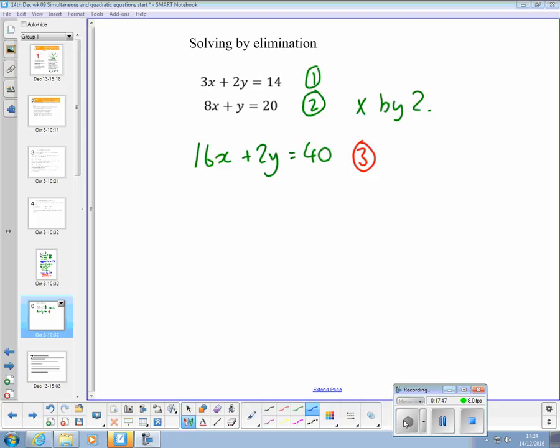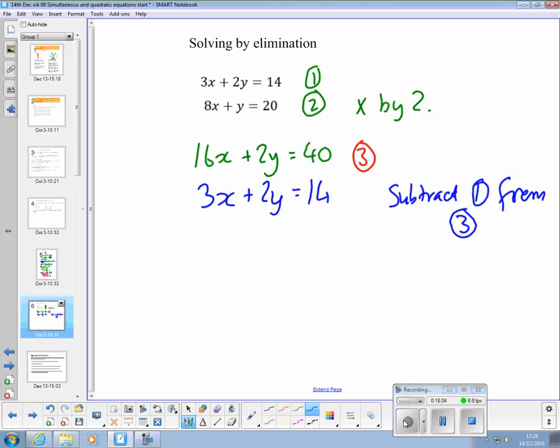So I'm going to write the other equation under there. 3x plus 2y is equal to 14. And we're going to subtract 1 from 3. So we do column-wise subtraction. 16x minus 3x is 13x. 2y minus 2y is nothing. And 40 minus 14 is 26.